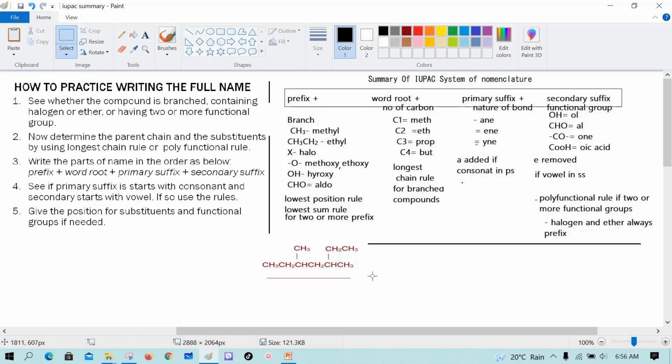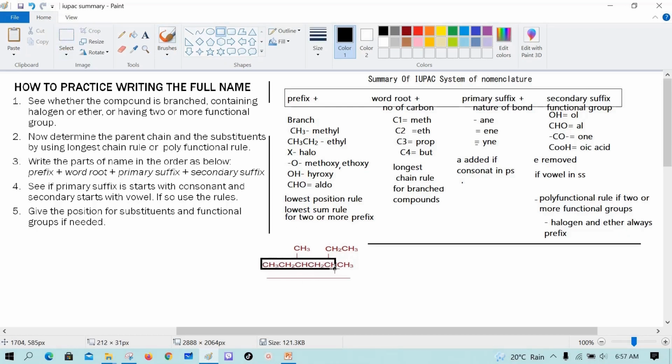Parent chain determination is done by using the longest chain rule. So let's try this. If we count like this, 1 2 3 4, this will be 4 only. 1 2 3 4 5 6, this will be 6. 1 2 3 4 5 6 7. If we go through like this, 1 2 3 4 5 6 7, then this is the greatest number of carbon. Then we should choose this chain as the parent chain.